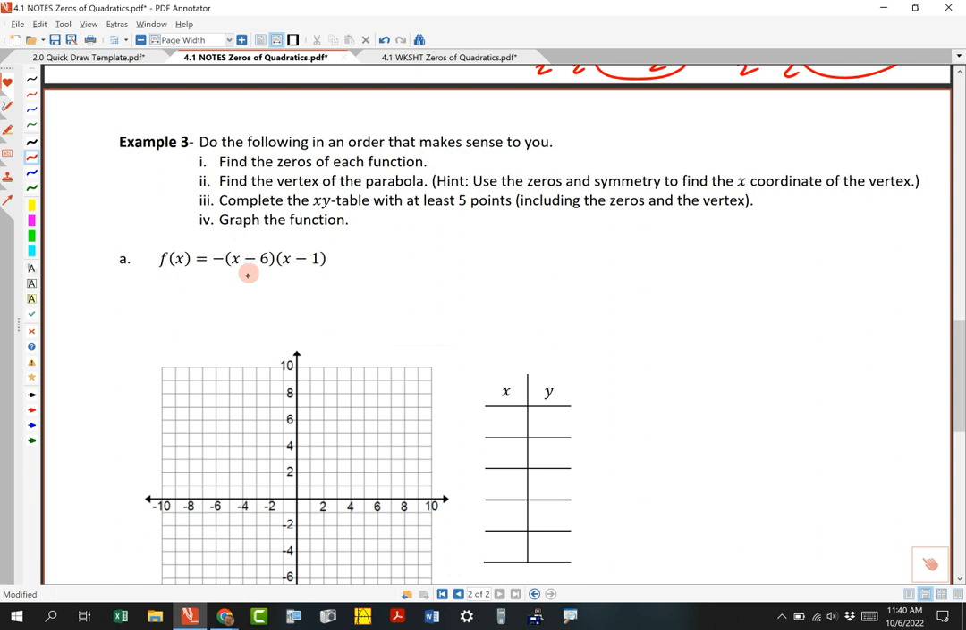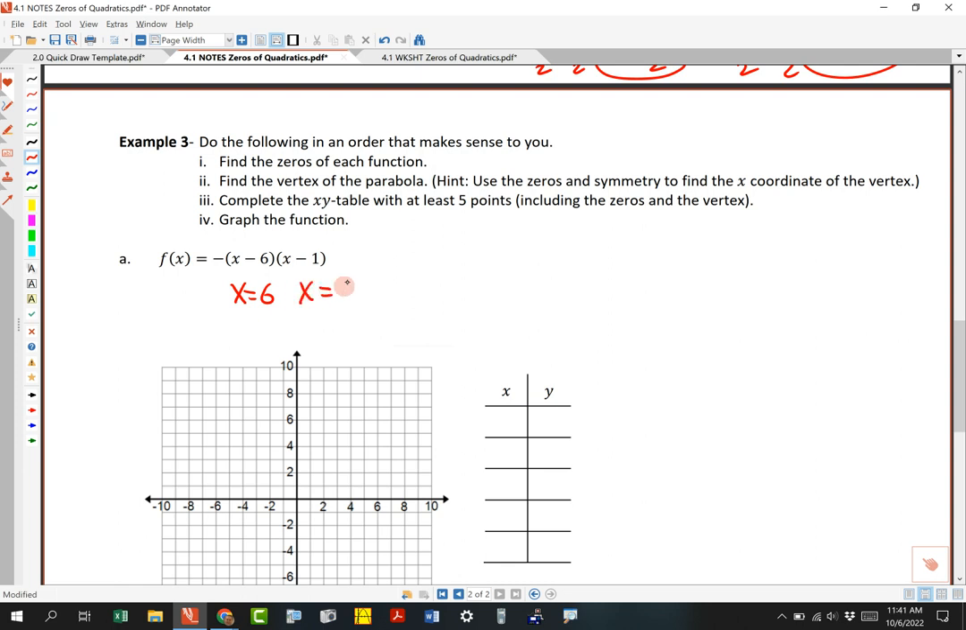What's the 0 that comes from this one? Oh, come on. 2 hands? Seriously? Lizzie, what do you got? 6. X equals 6 would be a 0. What's the 0 that comes from that second factor? Thanks, Luke. That was fast.